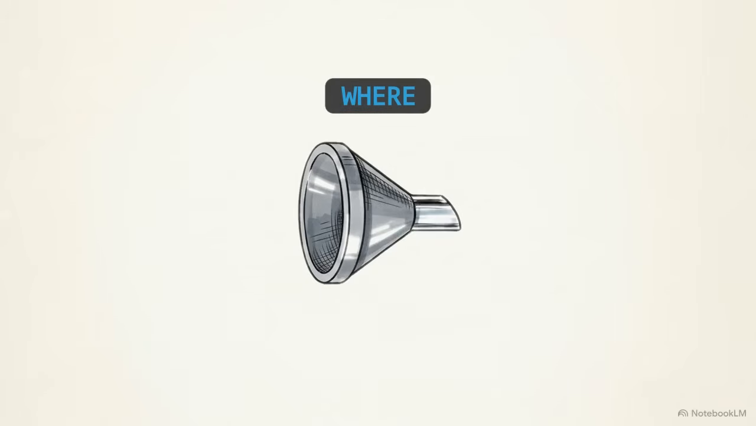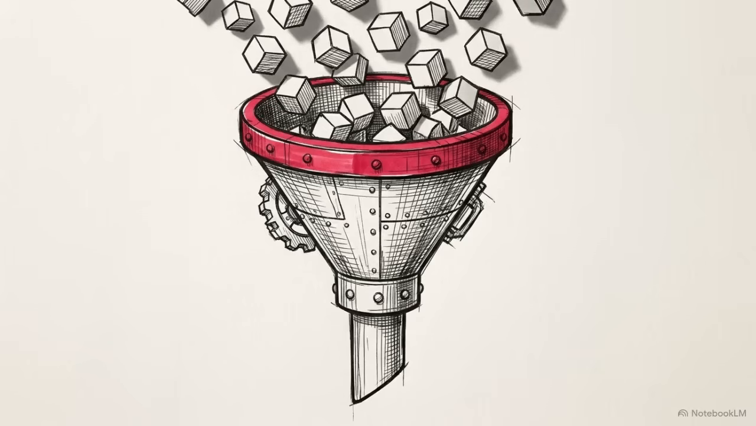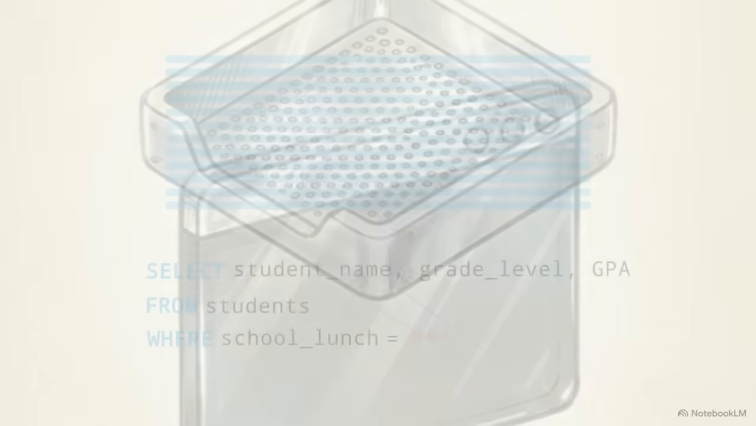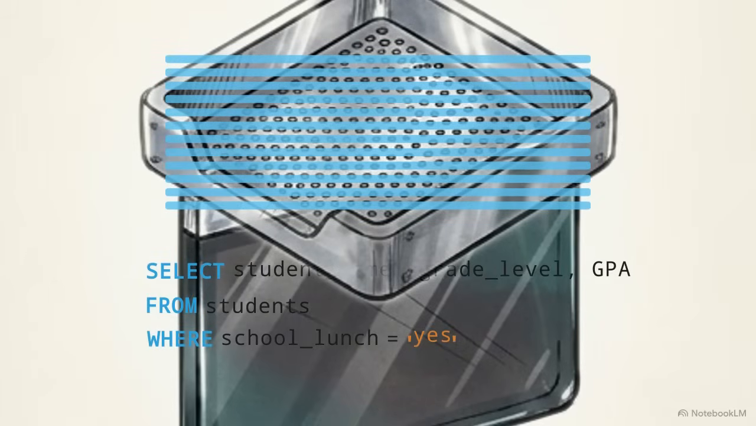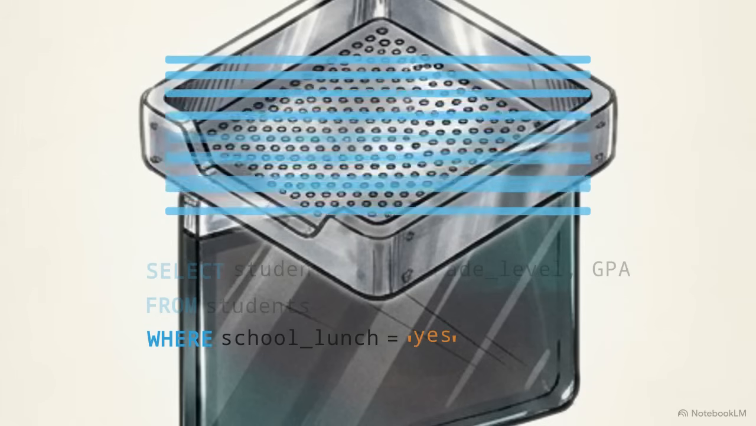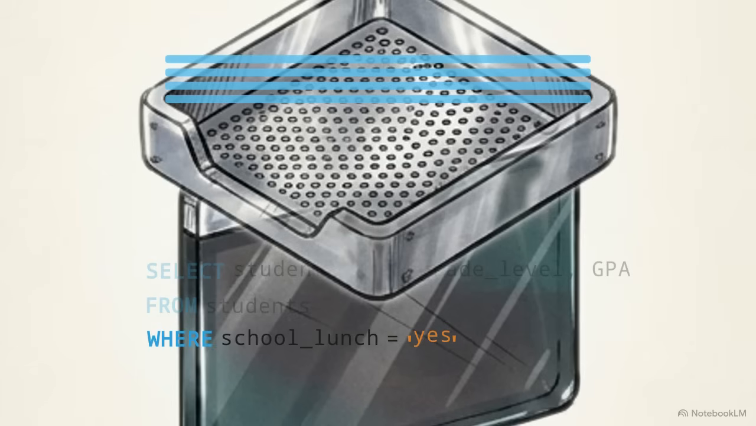To narrow this down, we need to filter out the rows that do not match our specific needs. That is what the where clause does. Let's filter this data to only show students who receive school lunch. Our query adds a where clause stating school lunch equals yes. Instantly, the massive output table below shrinks, tossing out any rows that do not meet that exact condition.